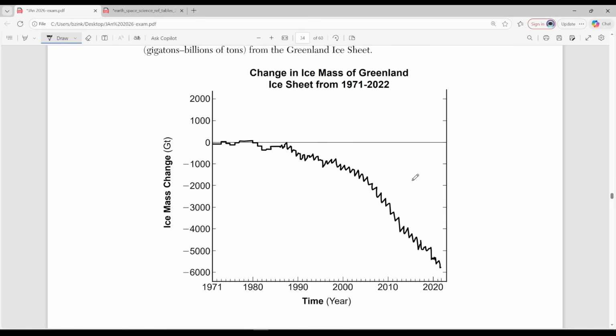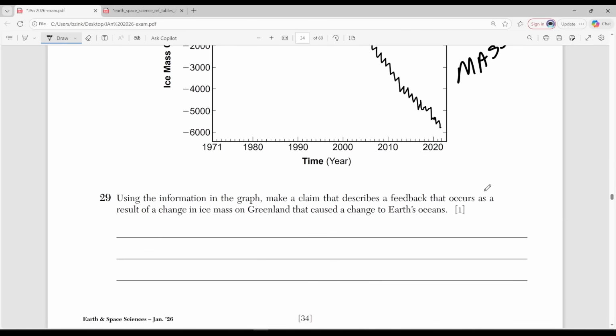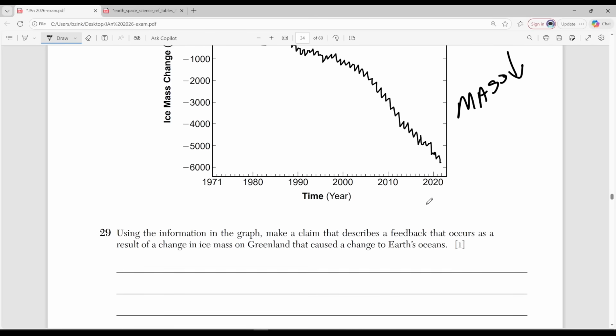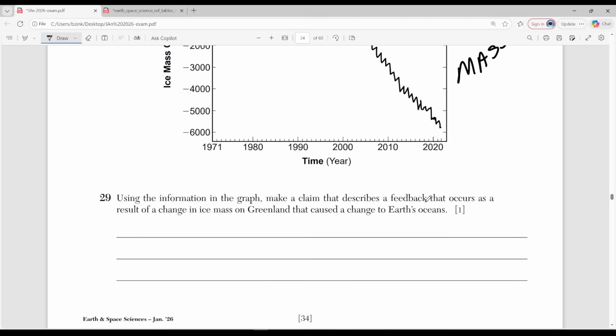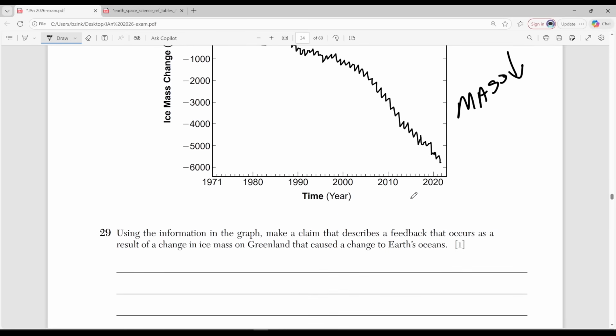All right, we got a graph showing the change in ice mass, and you could see there's less ice mass going down over time. Using the information in the graph, make a claim that describes a feedback that occurs as the result of change in ice mass. Wow. Okay. For this test, you should definitely know a couple of feedback loops in your arsenal. At least have 2 of them. The ice melt one is definitely a good one to know, and it's going to pay off right now because I happen to know that one.